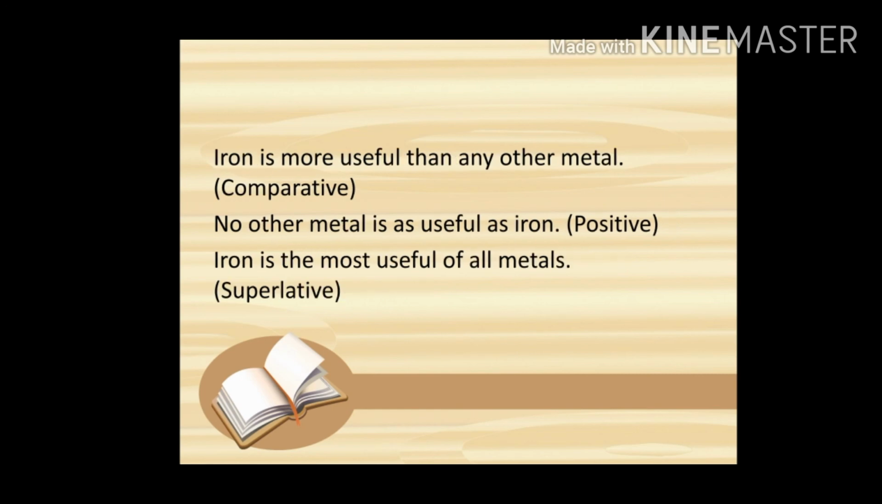Now, one more sentence. Iron is more useful than any other metal. Comparative degree sentence is given. So, we can change it into positive as well as superlative because more than two things are there. No other metal is as useful as iron will be the positive degree. And iron is the most useful of all metals will be the superlative degree.